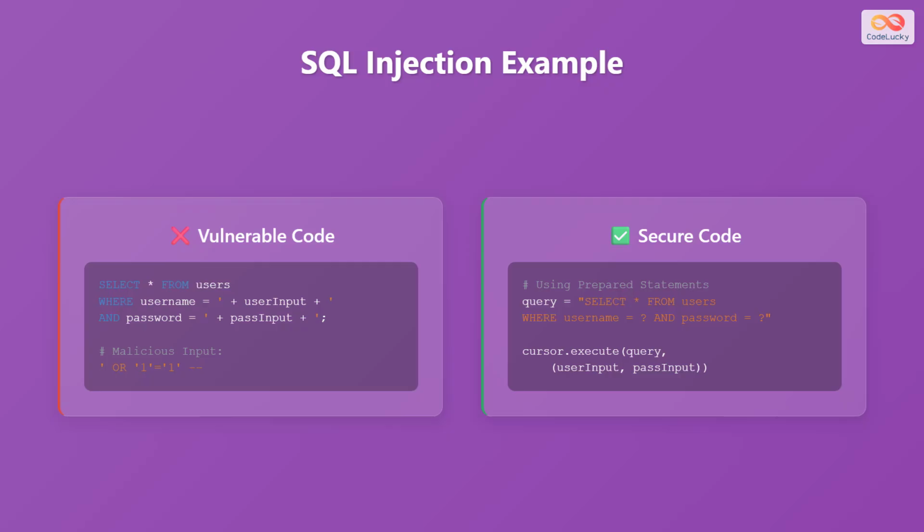The secure approach uses prepared statements, also known as parameterized queries. Instead of concatenating user input directly into the query string, prepared statements use placeholders represented by question marks. The database engine handles parameter binding separately from query parsing, making injection attacks impossible. The cursor.execute method safely passes user input as parameters, ensuring that malicious SQL code cannot be interpreted as part of the query structure.